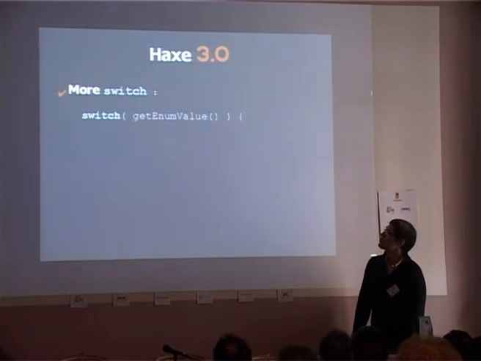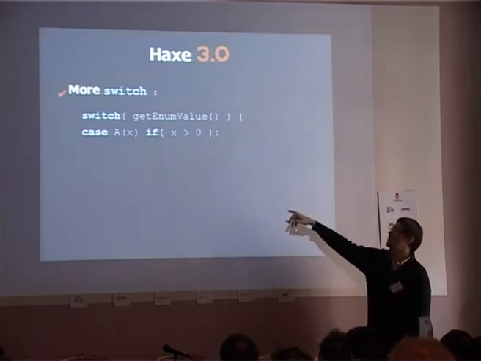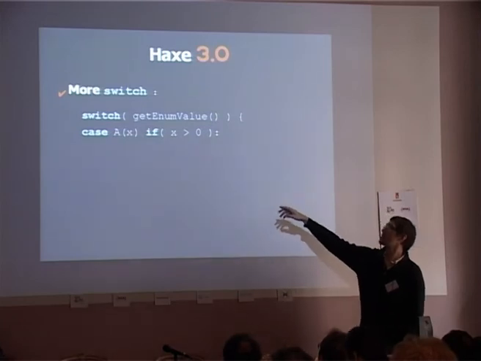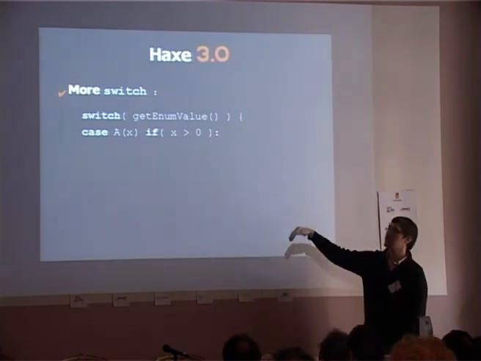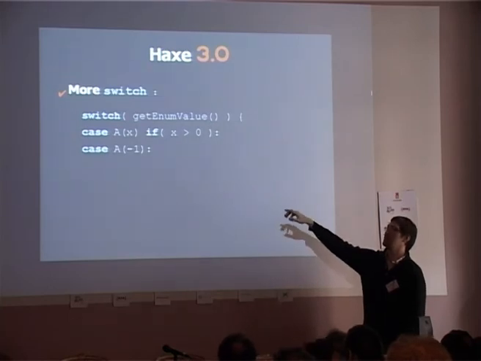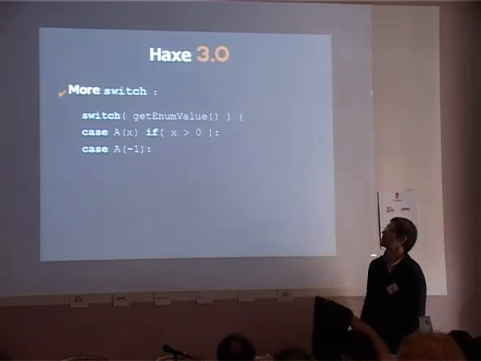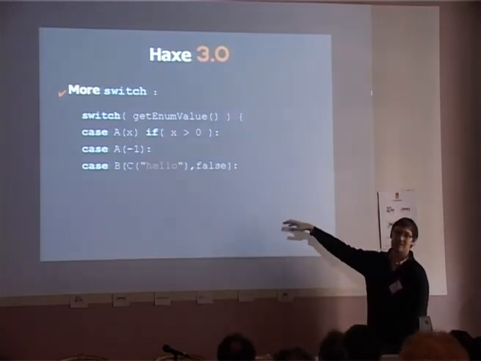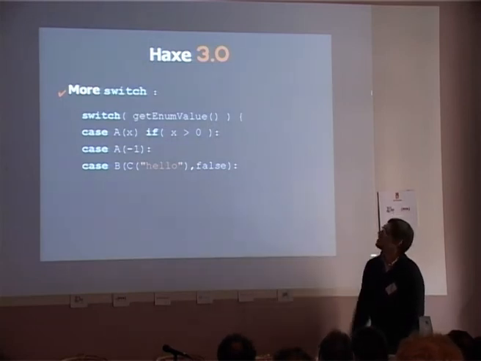Then more on switch. We want to add a guard, so we can check this thing. I want to switch on something. In case a, x, if x is more than zero, then we go into this case. But if it's not, we go on to the next one. Then we can switch on case minus one. If it's minus one, then we go into this case. If not, we go to the next one, and so on. Sometimes there are more complex things like b, c, and false, which is a quite complex structure, then we go into this case. And in case it's none of these, then we get default.